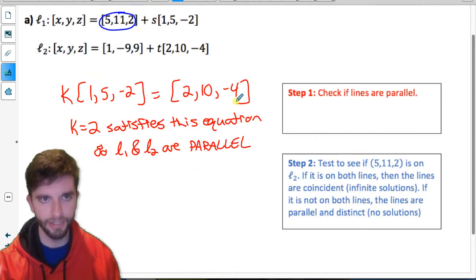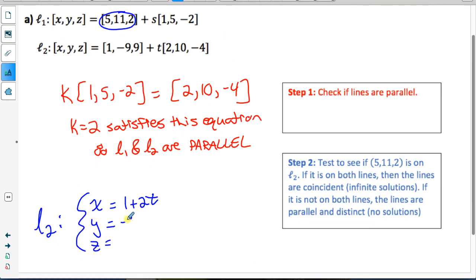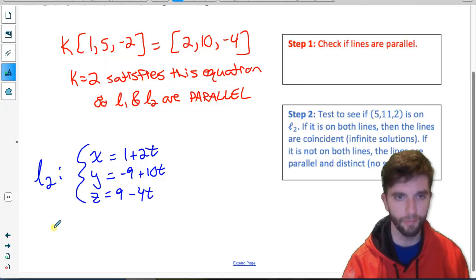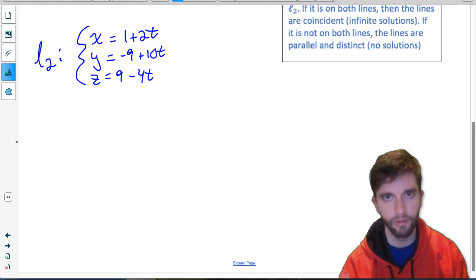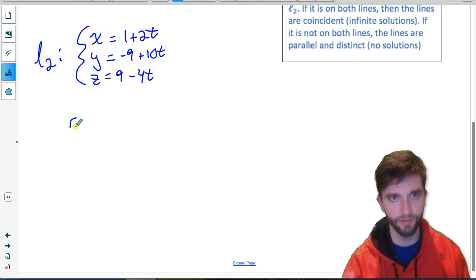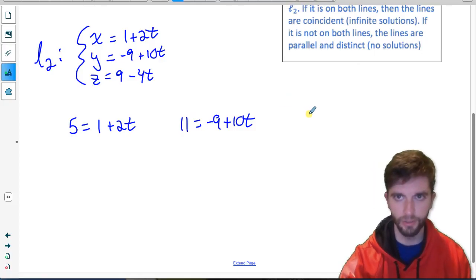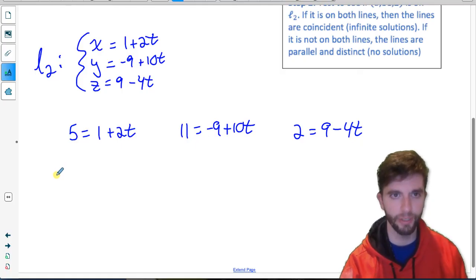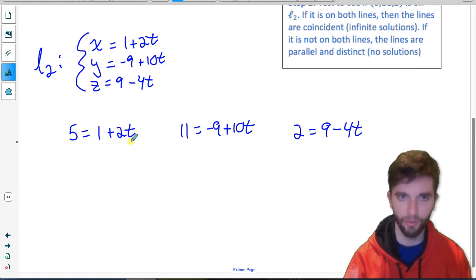So let me write the parametric equations of line 2. And now let me check if the point 5, 11, 2, the point from line 1, is also on line 2. So I will set x equal to 5, I'll set y equal to 11, and I'll set z equal to 2. And now I'll solve these three equations. If I get the same answer for t in all three equations, then I know the point 5, 11, 2 is on line 2. If I get different answers for t, then I know it's not on the line.